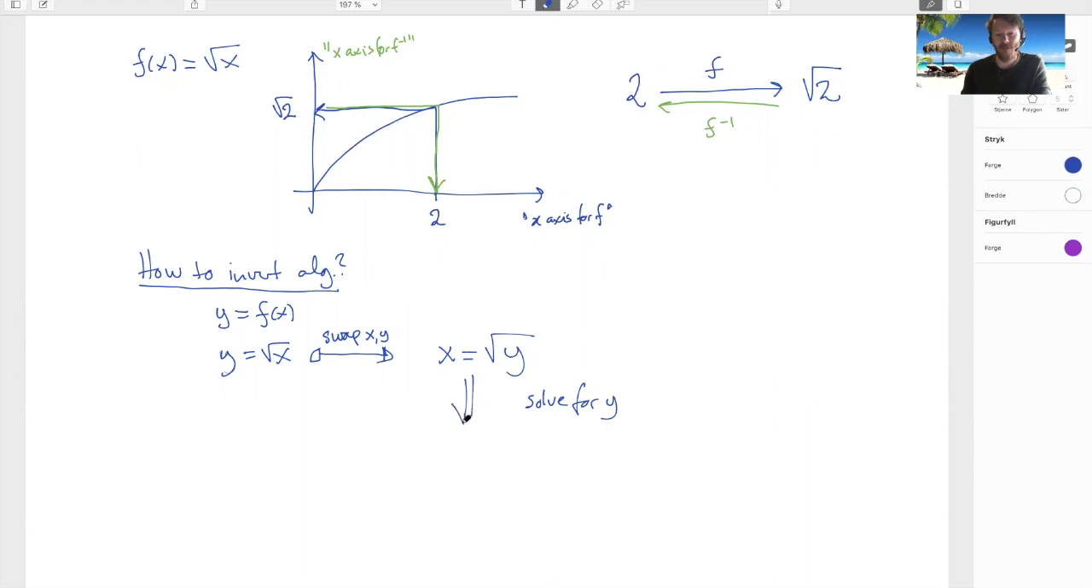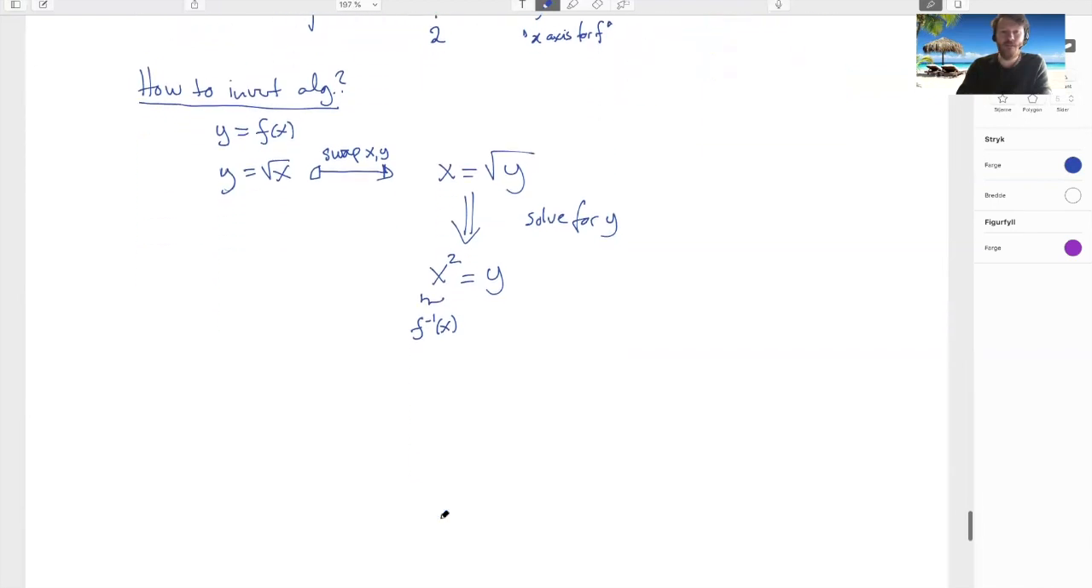And for different functions, this process will be different. But here, it's just squaring each side. And here, the implication looks like this. And then I'm done, because here we have a formula for f inverse, where we've labeled its input by x.